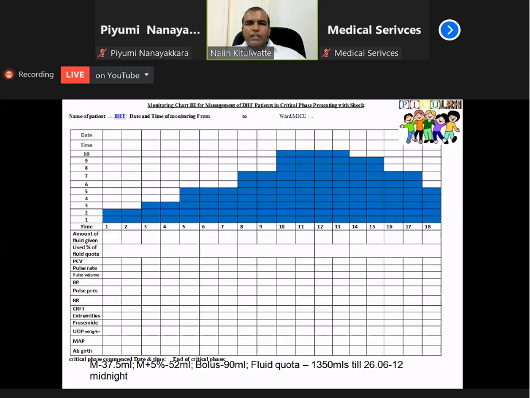We are very happy to see this type of fluid chart. Initially a small amount of fluid, gradually increasing, and in the middle you are giving a huge amount of fluid, then gradually you have to come down.